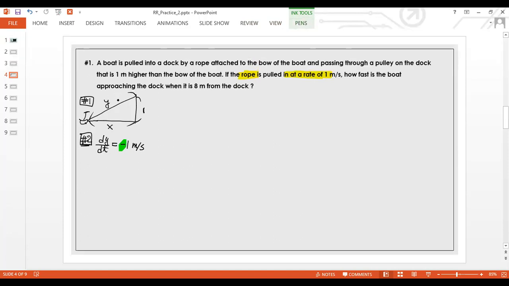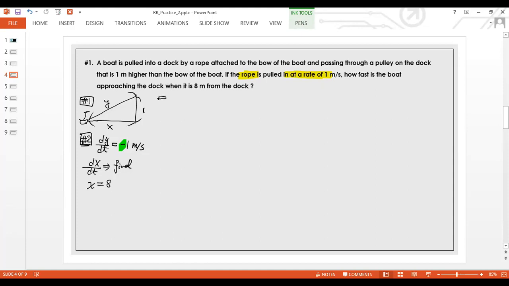And then we have this 1 meter height, which we know. We want to find out how fast the boat approaches the dock, so we want to find dx/dt. This is what we want to find. What is given also? x equals 8. And we also know the pulley is a fixed constant, so we put it on the graph.